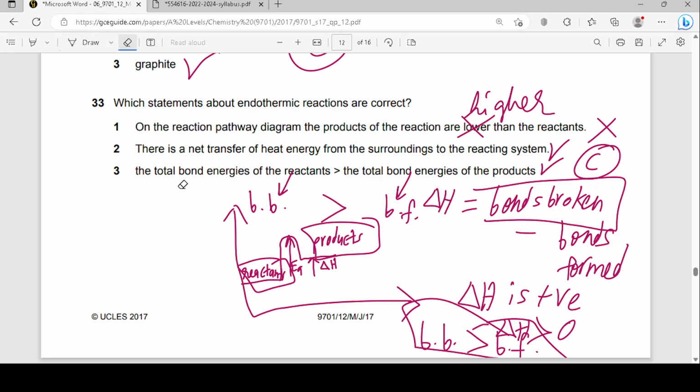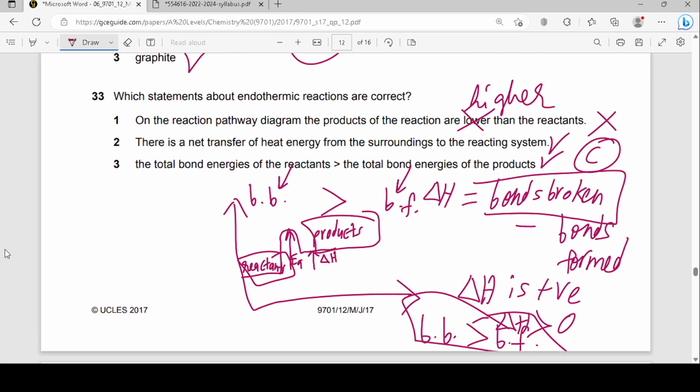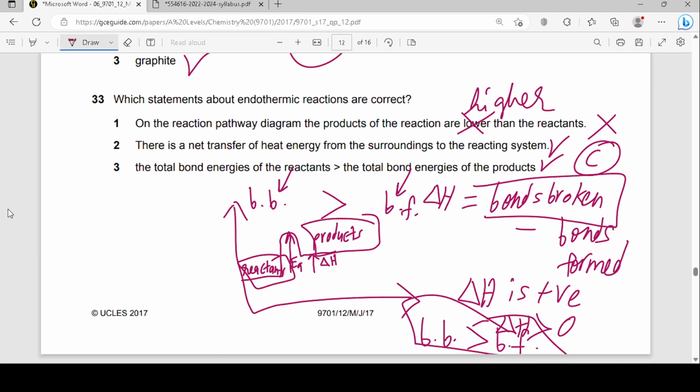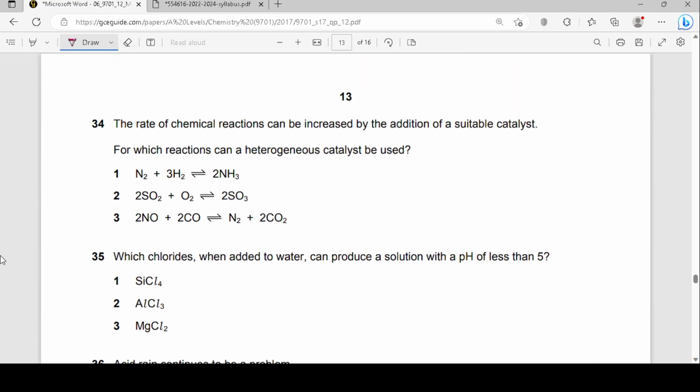Hopefully, I did not make it a very weird explanation and you understood it. But again, if you have any questions, you can ask in the comments, or if I made a mistake, you can write in the comments as well. So yeah, 2 and 3 are correct. Okay, so now next question.